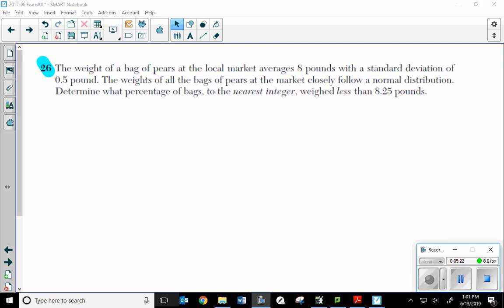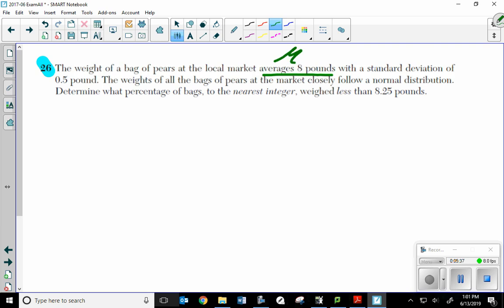Number 26 is a data and stats problem. The weight of a bag of pears at a local market averages 8 pounds with a standard deviation of 0.5 pound. Okay. Average is the same thing as mean, which I'm going to use this little symbol. Standard deviation is 0.5, which is this kind of symbol right there. The weights of all the bags of pears at the market closely follow a normal distribution. Fantastic. Determine what percentage, I need to find a percentage, of the bags to the nearest integer, that's the whole number, weighed less than 8.25 pounds.